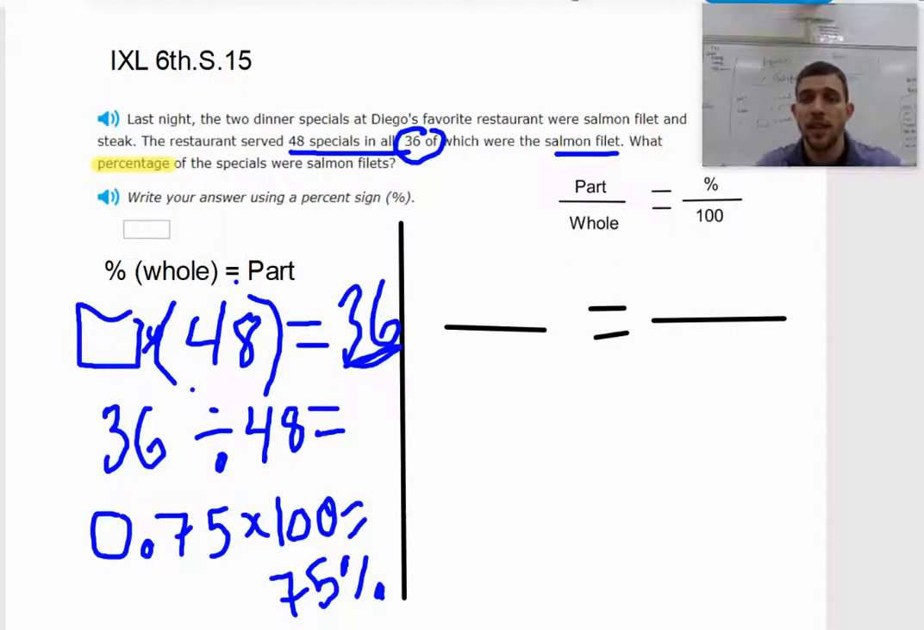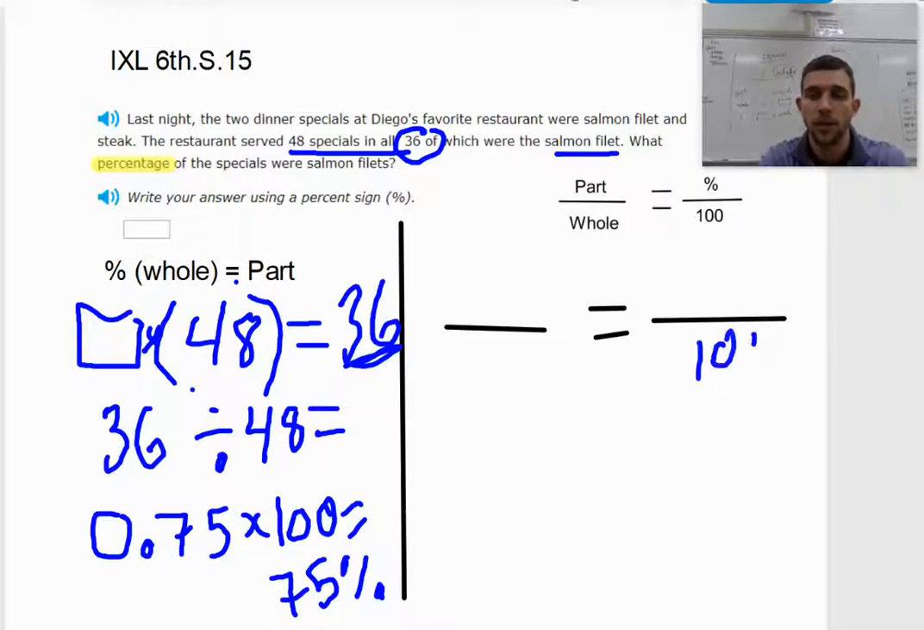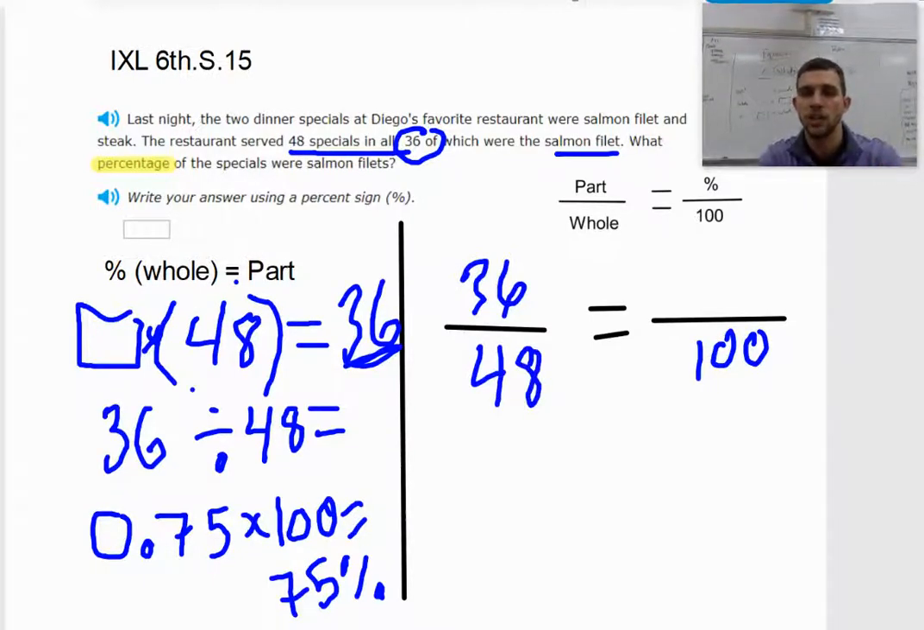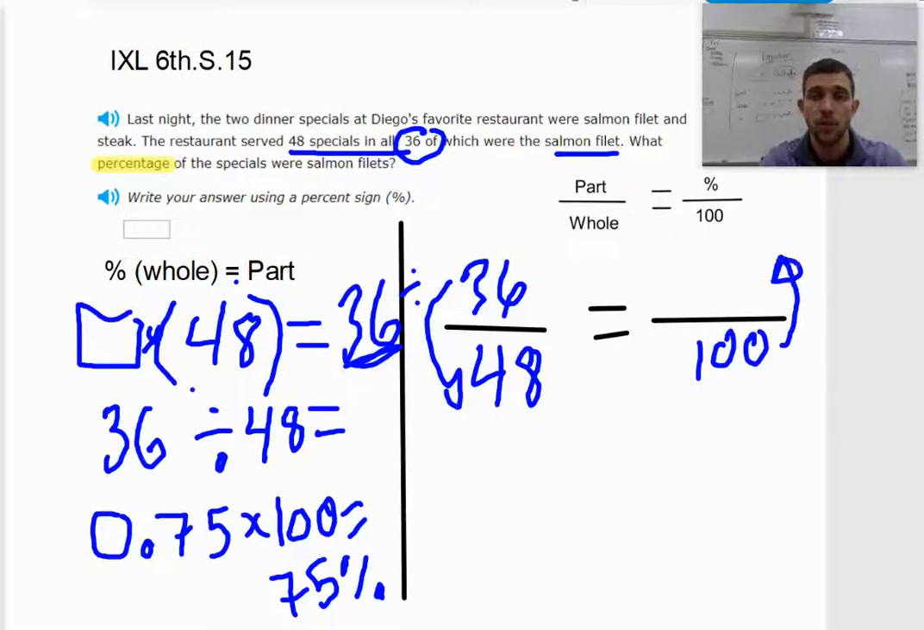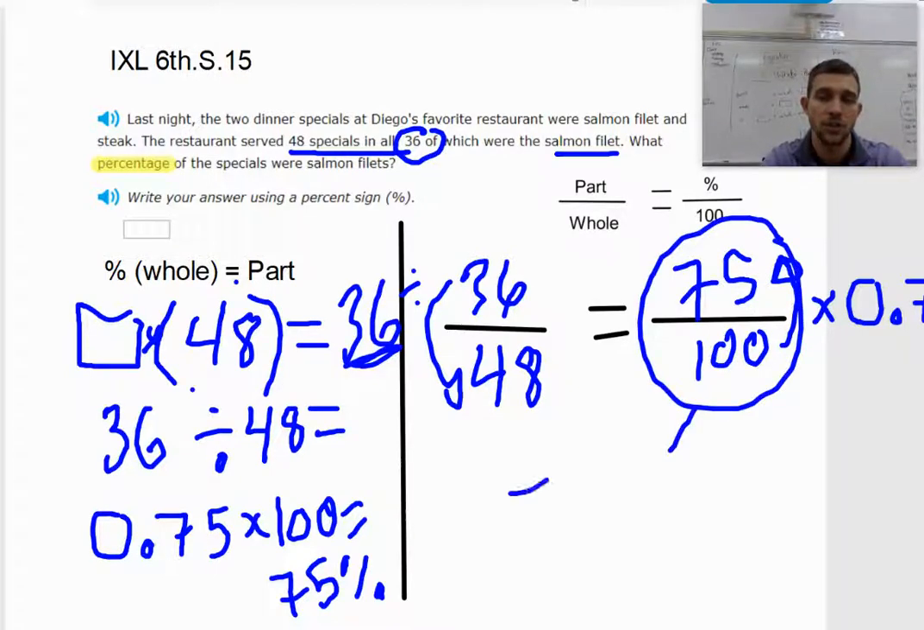If I do the ratio method, I have my 100 that I fill in. I know that the part is 36 and that the whole is 48. Now, there's no clear relationship between 48 and 100 or 36 and 48. So what I'm going to do is I'm just going to divide this, and you end up with 0.75. And then when you multiply, since my arrows are going in different directions, I'm going to multiply by that same answer, 0.75, and I get 75 as my fraction. So this fraction here turns into 75%.